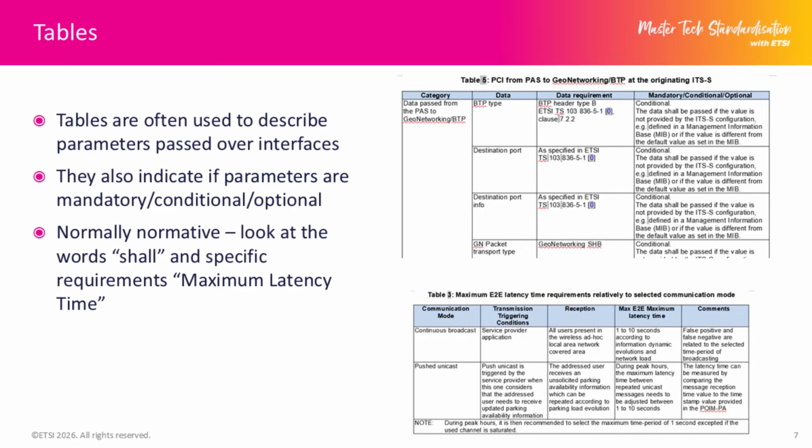Sometimes on the tables you'll see the words mandatory, conditional and optional. These are needed when you're implementing the standard. If it's mandatory, you must implement that field. If it's conditional, it depends on whether you're implementing something that meets that condition. And then optional, you can just decide for yourself.